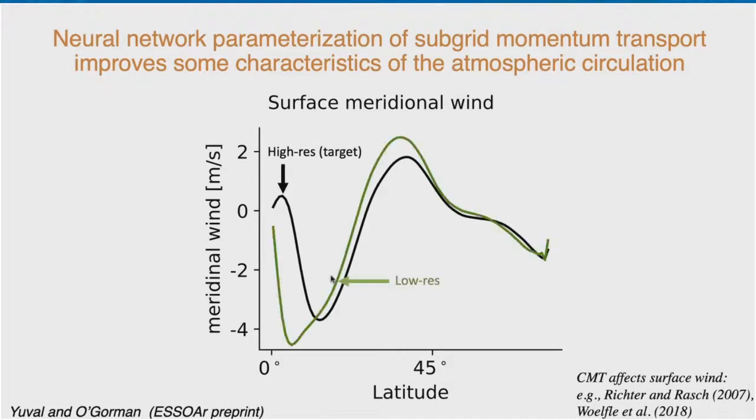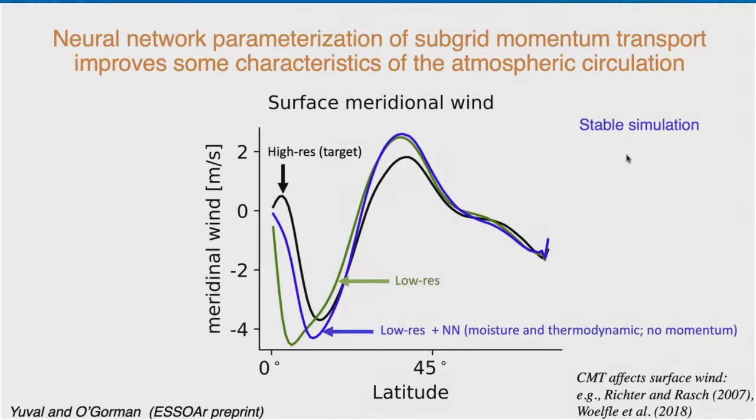And the green line shows a low resolution simulation with no machine learning parameterization. So you see that there are big differences both in tropics and extratropics. And the third line, the blue line, is a simulation at low resolution where we implemented the neural network parameterization for moisture and thermodynamic variables, but no momentum. So still it does somewhat better. I would say the blue line is closer to the black line than the green line. So it fixes something, but there are still large gaps, both in extratropics where we didn't fix anything, and still in the tropics, there are large gaps.